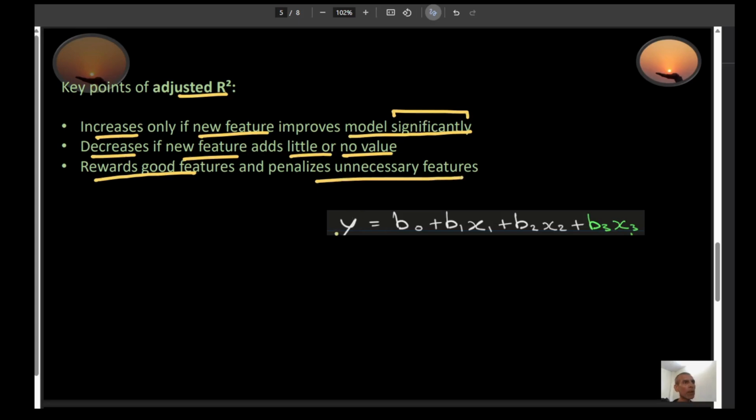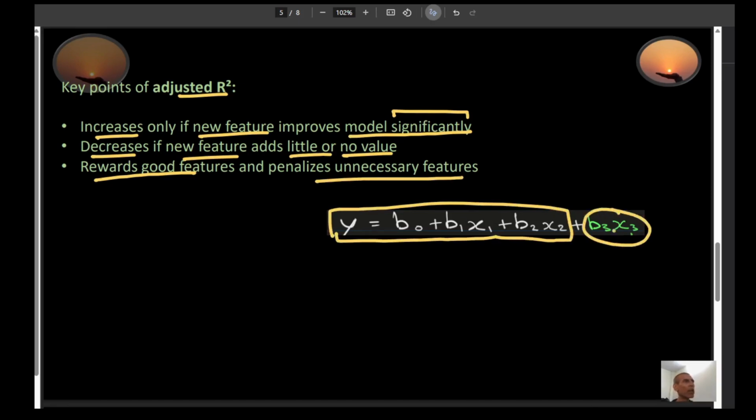Suppose this is my model right here. This was my original model, up to here. And then I added this term right here. If this is a good feature, it is not going to penalize it. It's going to reward that. On the other hand, if this one, X3, is a bad feature, it is going to penalize this model.